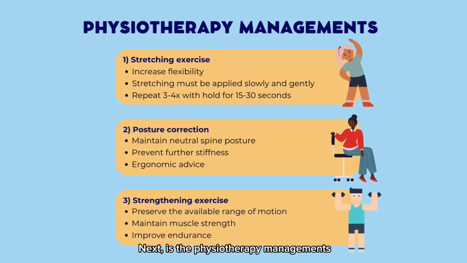Next is the physiotherapy management. The first one is the stretching exercise that will help to increase flexibility. Second is the posture correction. This will help to maintain neutral spine posture by using ergonomic advice. For example, use a chair that is well supported. The third one is the strengthening exercise. This will help to preserve the available range of motion and also improve endurance.